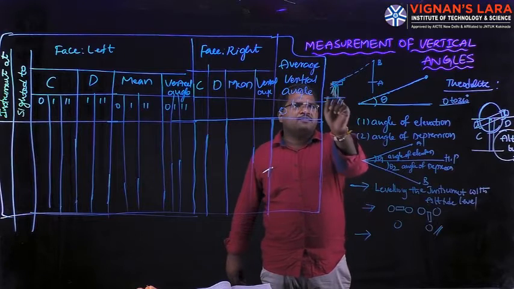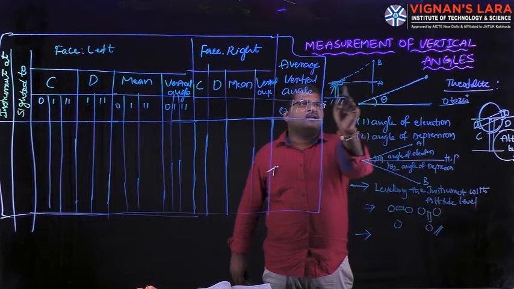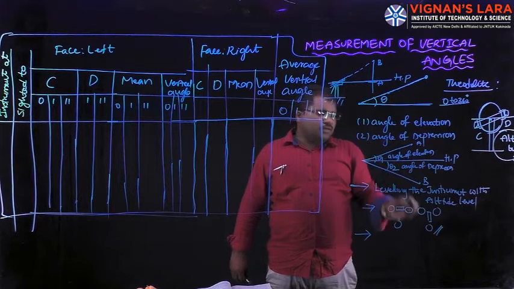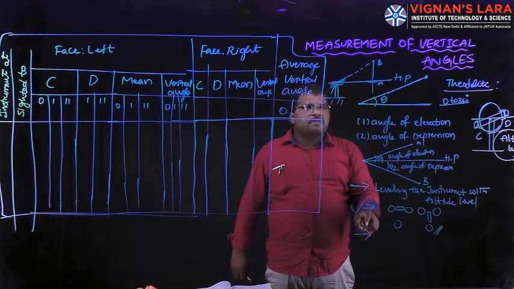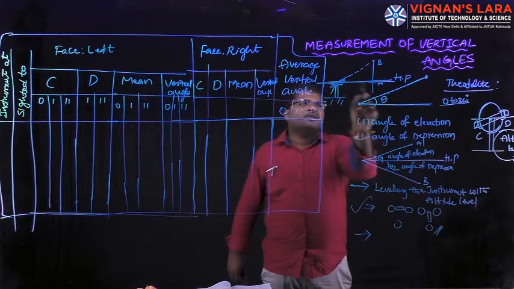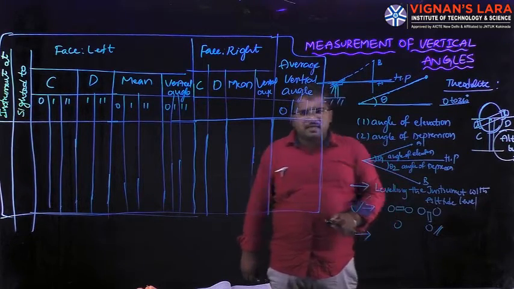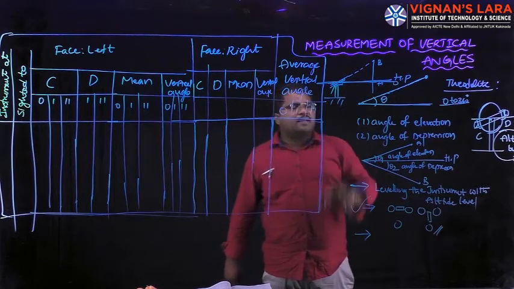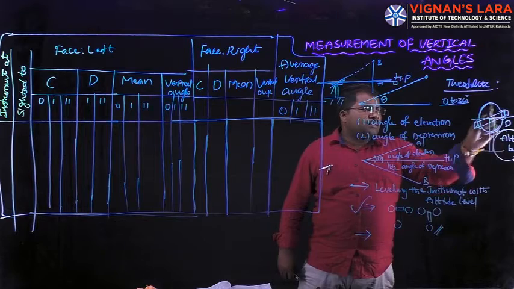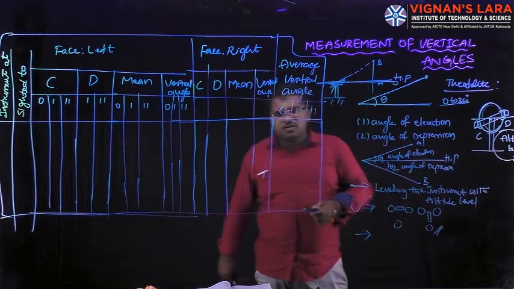First of all, I know this horizontal plane. Whenever you do this leveling, it gives the level plane. It is the reference line where we have zero angle. And also you need to set this reading to 0.